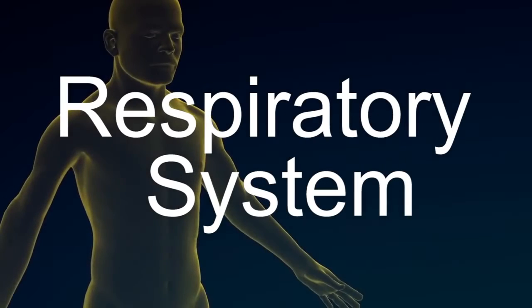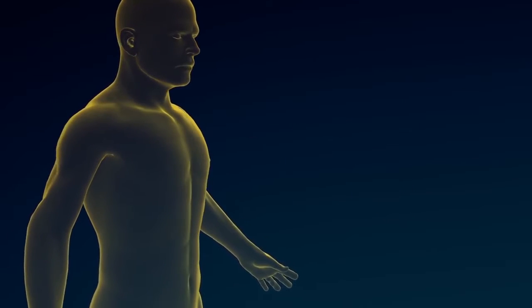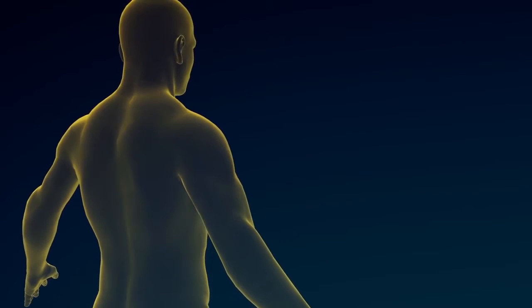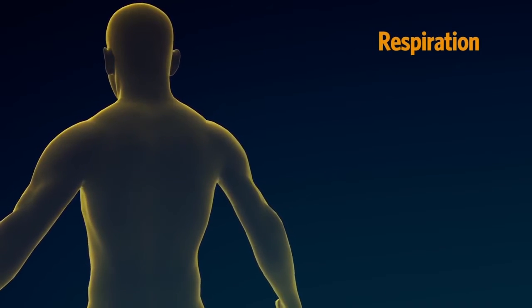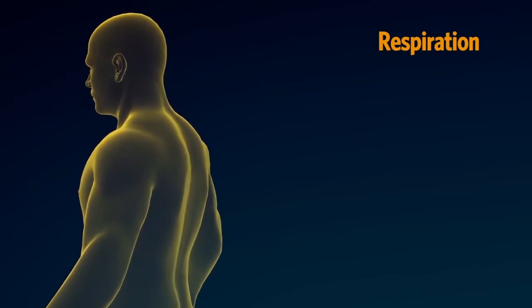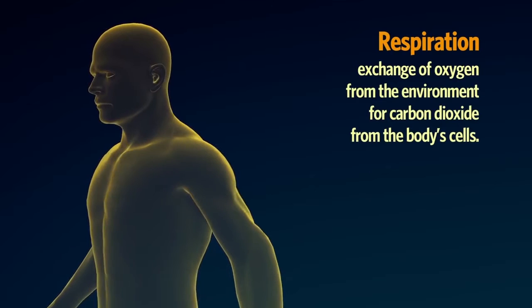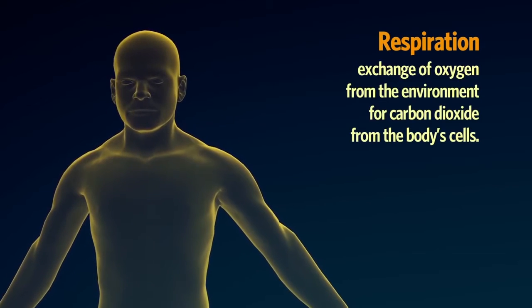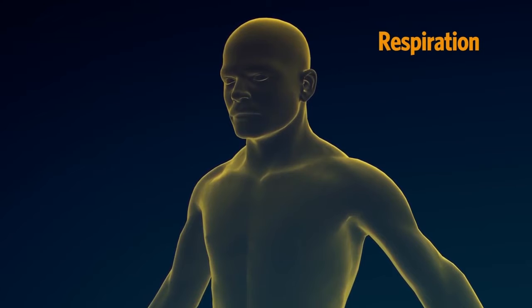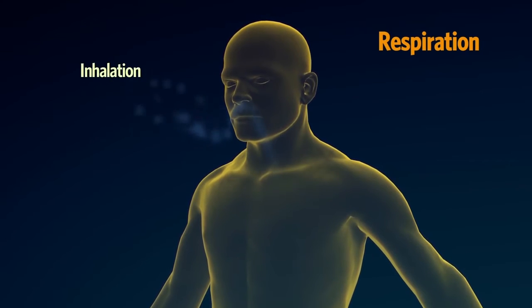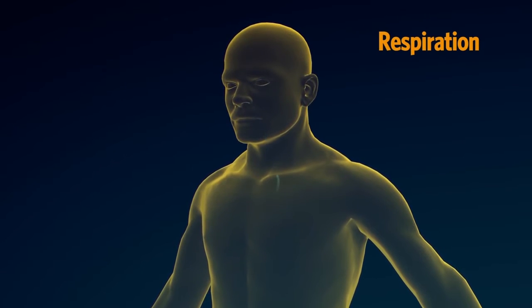dgindiaedu.com. Today we are going to discuss the respiratory system of the human body. The respiratory system is made up of organs that help us to breathe. Respiration is the term used to describe the exchange of oxygen from the environment for carbon dioxide from the body cells. The process of breathing air into the lungs is called inhalation, and the process of breathing out is called exhalation.